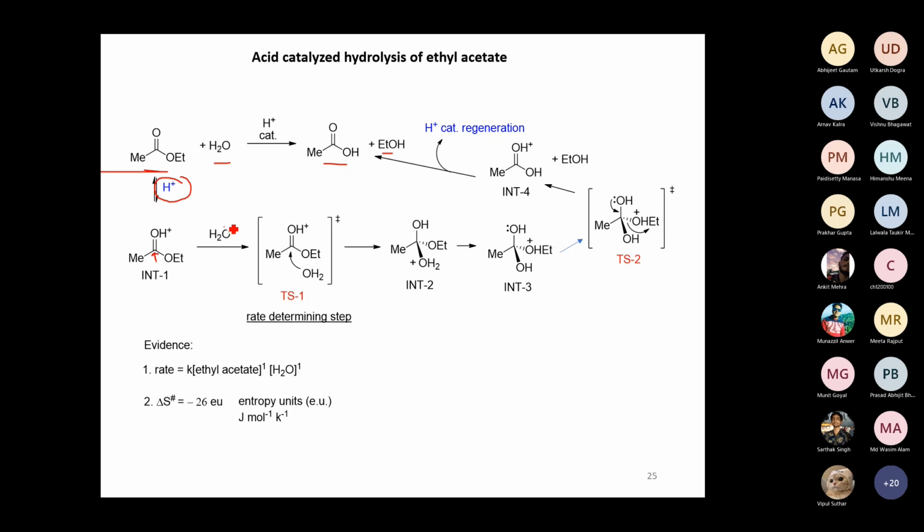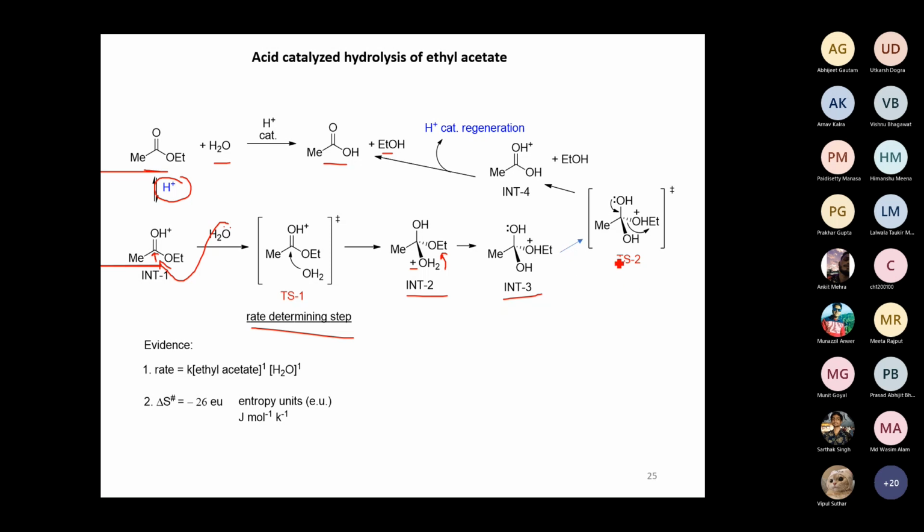Then water will come and react with the carbonyl carbon of the ethyl acetate. We don't know the rate determining step yet. We will determine it, but this is the proposed multi-step mechanism. When water is reacting, this is one of the transition states. Then it gives intermediate 2, with a plus charge because oxygen is now bonded to the carbonyl carbon. So now the carbon is four coordinated. Then one of the OH protons will transfer to give intermediate 3.